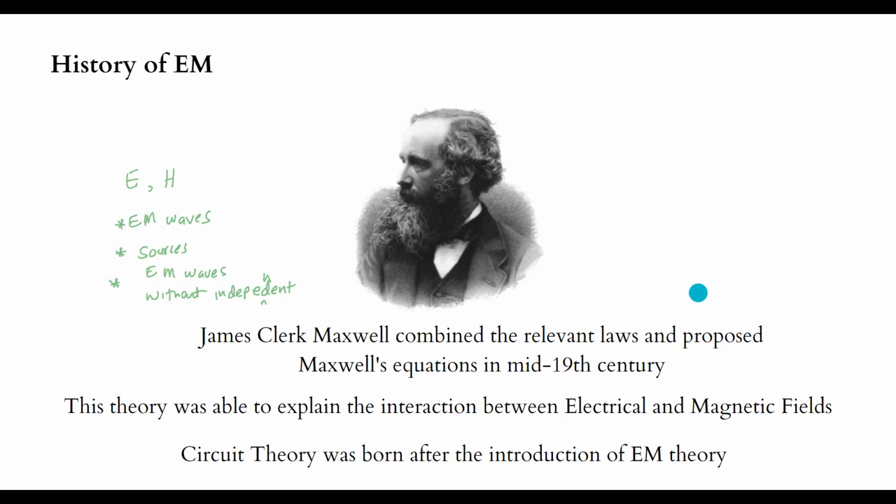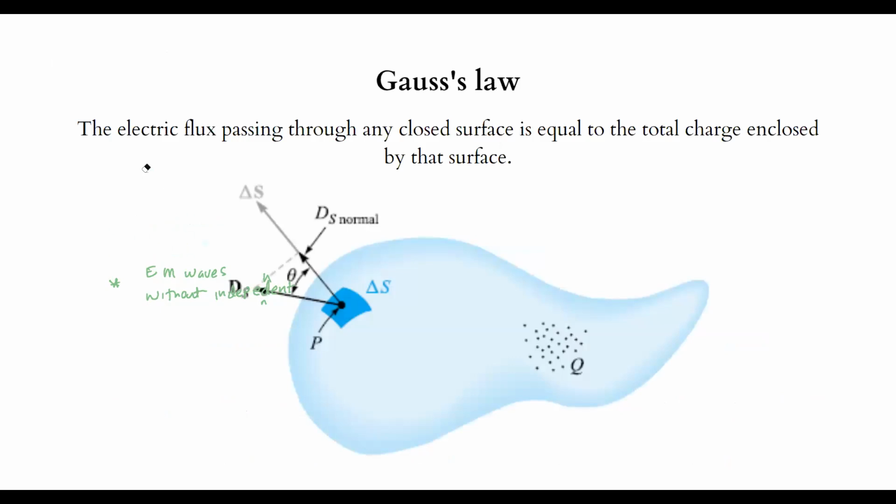So the first law that is important for us to understand electromagnetic waves and Maxwell's equations is Gauss's law. Gauss's law is defined as: the electric flux passing through any closed surface is equal to the total charge enclosed by that surface. So what it means is that if you have a certain volume like this that is given in this figure, and there are some charges inside this volume, the charges are combined and the total net charge is given by the value Q. And the total flux that is generated due to this charge is determined by the total charge enclosed in this volume, right?